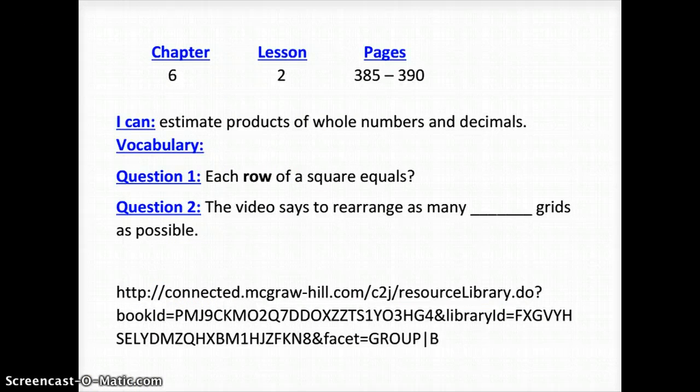Okay, so let's look back at these questions. Question 1 is each row of a square equals. So think of those rows. What were they representing in the problems? In question 2, the video says to rearrange as many blank grids as possible. So rewatch that video if you need to.